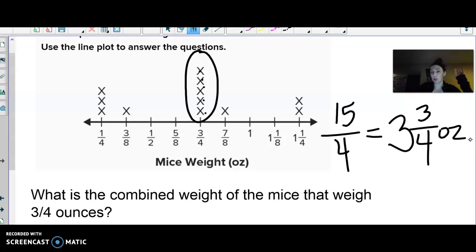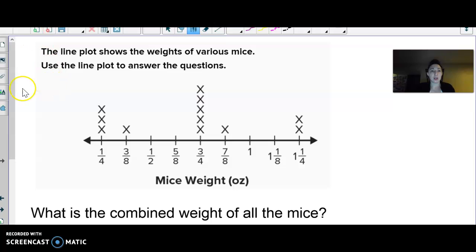Again, if you're having trouble with the fraction part of it, at least make sure you're understanding which ones I'm adding together, right? That is important. So make a note of that as well, that those middle x's are 3 3/4. Because now, what's the combined weight of all the mice? Give it a try.